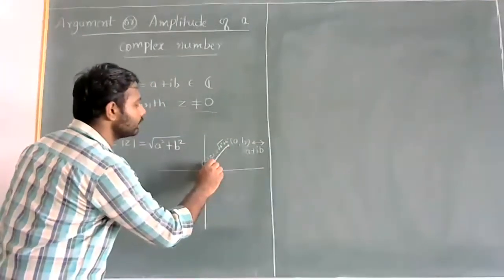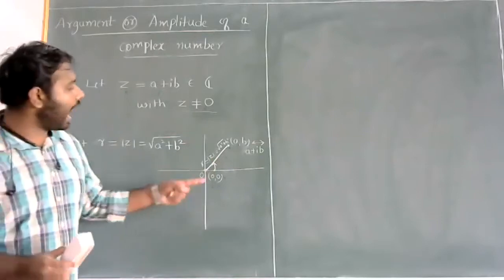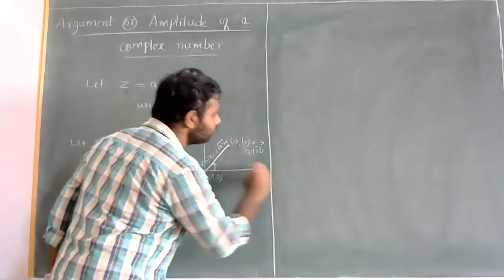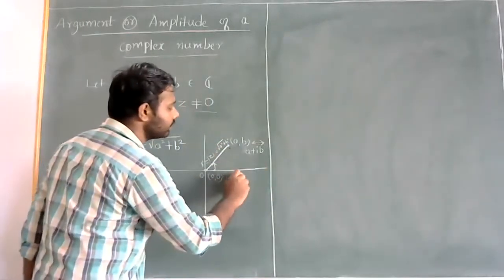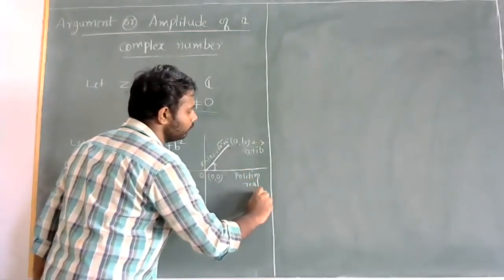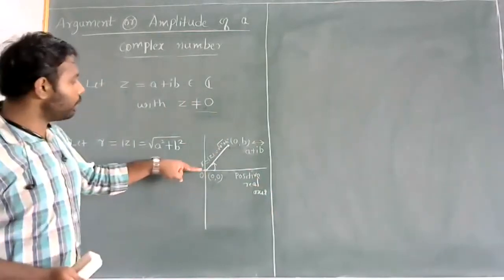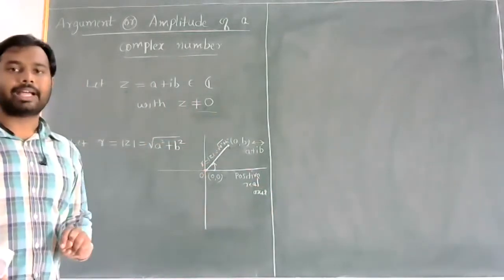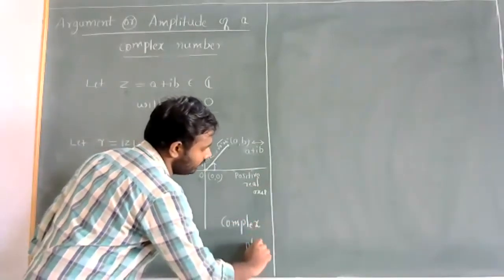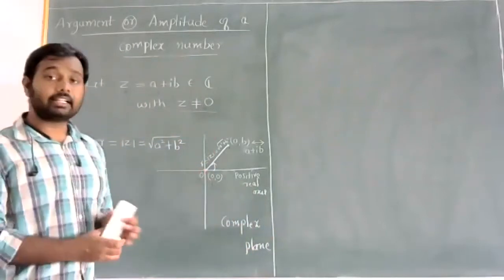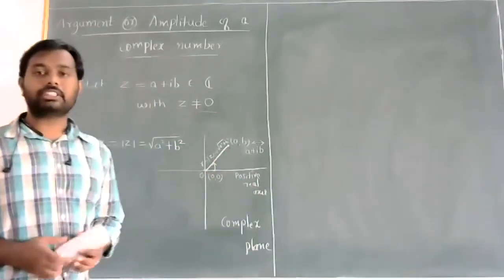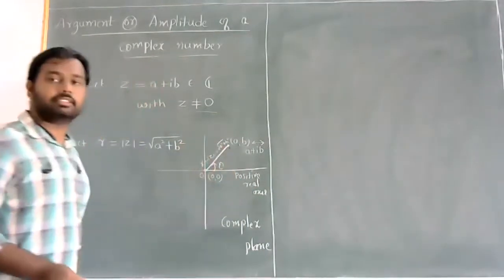Now consider the angle subtended by this line with respect to the positive real axis. This is the positive real axis, this is the negative real axis, the positive imaginary axis, the negative imaginary axis, considering this as a complex plane. Now consider the angle subtended by this line with respect to the positive real axis and name it theta.